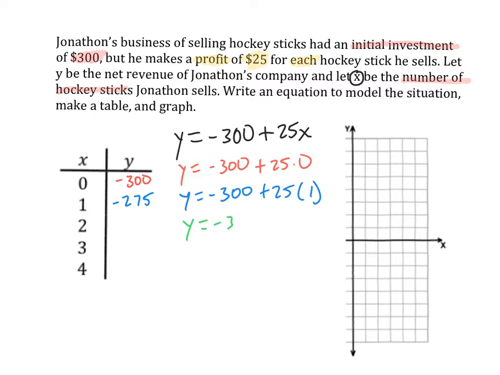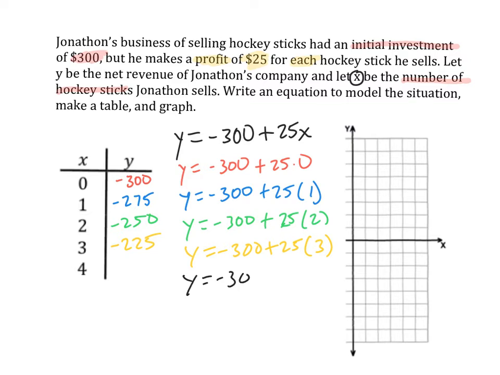Y equals negative 300 plus 25 times 2. That will be negative 250. Y equals negative 300 plus 25 times 3. That gives us negative 225. And finally, y equals negative 300 plus 25 times 4. 25 times 4 is 100, so that gives us negative 200.